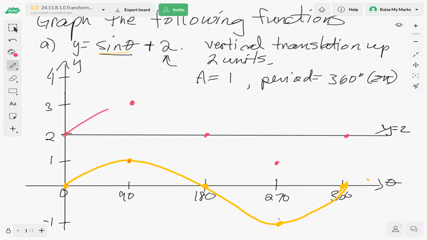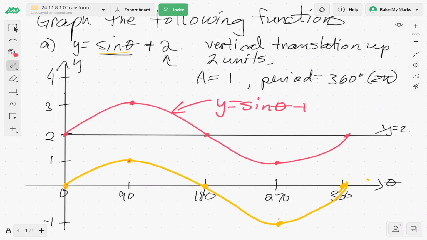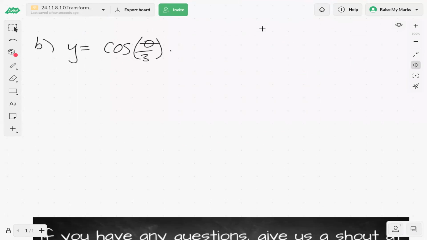Join everything with a nice, smooth curve. Oh, we didn't. Let's try that again. Let's see if we can hit all the dots. And this bright pink curve is our transform function, y equals sine theta plus 2. Good. All right, let's scroll down. Let's see what we have next.